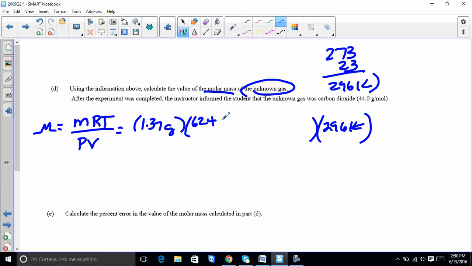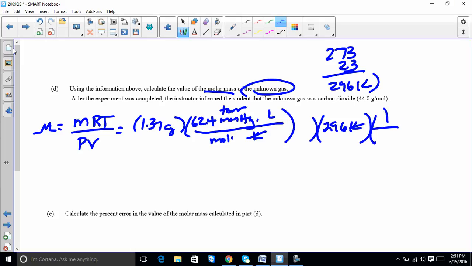So 62.4 mmHg is a torr. They named this after a guy named Torricelli who did pioneering work in pressure. Millimeters of mercury times liters over mole K. And still K cancels K. And now pressure is downstairs.